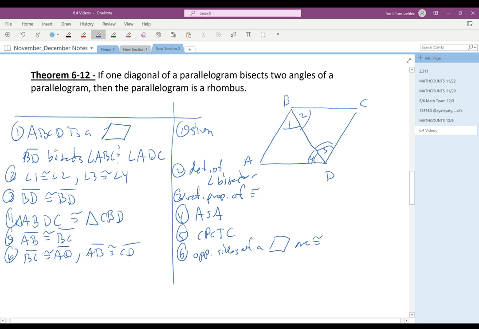And then the final thing is just using some transitive property. We'll put them all together. We know that AB is congruent to BC, is congruent to AD, is congruent to CD, and that's just applying the transitive property. And then from there, that tells us that ABCD is a rhombus.